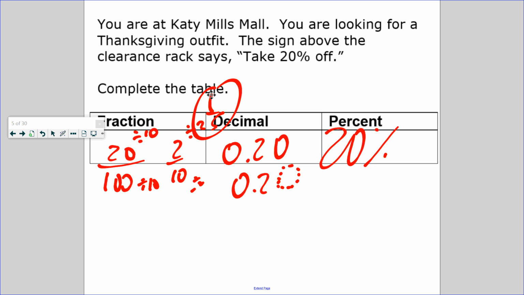So what you're going to be doing is taking a quiz after this. That is a fraction, decimal, percent equivalency quiz. Good luck on it.